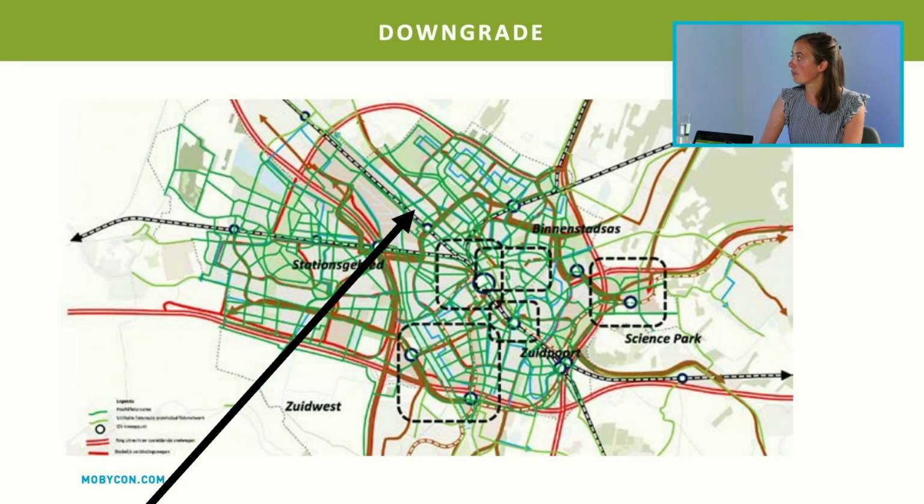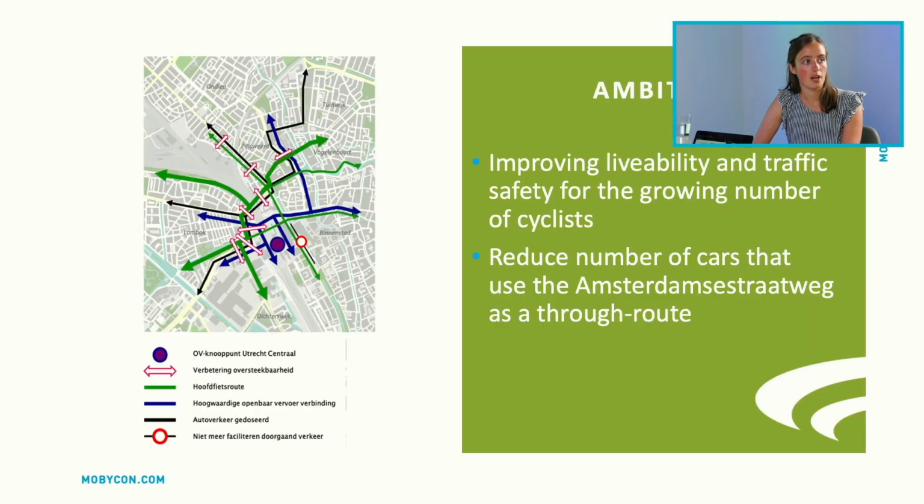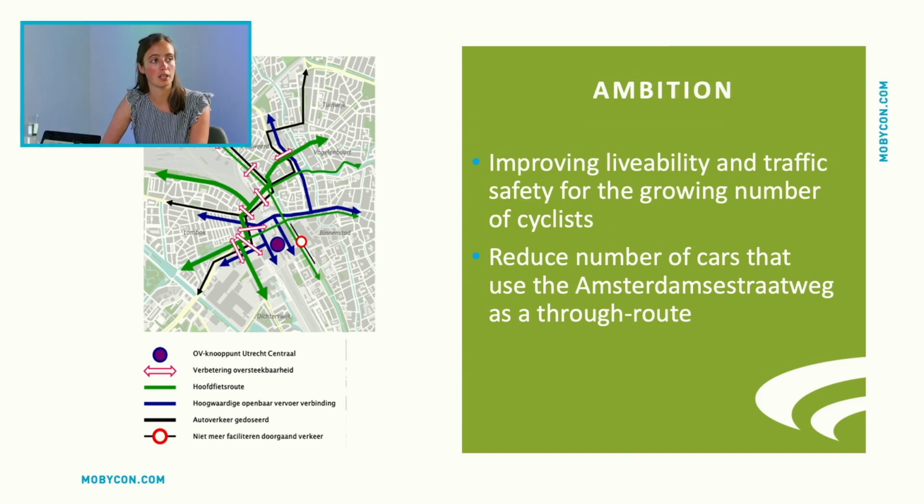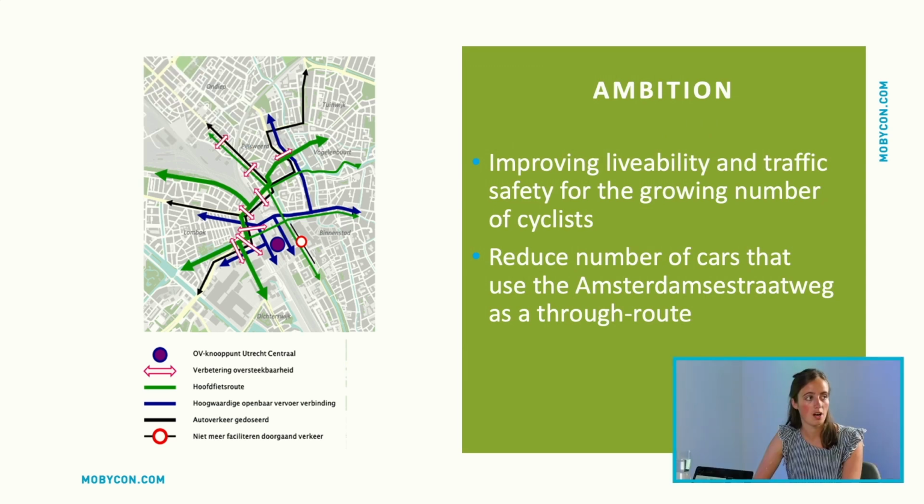But if we look at the mobility plans the city of Utrecht has been making, we see that they point out the ASW as a main cycling route, and they want to reduce the number of cars on the ASW. But what do we have to do to accomplish that? And next to reducing just the number of cars, we are talking about improving the livability and the traffic safety for cyclists, for the growing number of cyclists on the ASW.